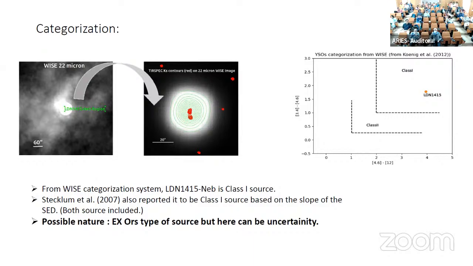The problem is that the WISE 22 micron resolution is very coarse, and it is bigger than the difference between the peaks of the two sources. So the other source will also be contributing to the flux. You cannot use that to categorize it as class 1, because if the mid-infrared emission is increasing for the other source also, then that will also contribute. So again, that's what I said, this categorization is tentative, and it is supported by this TSPEC SED here.